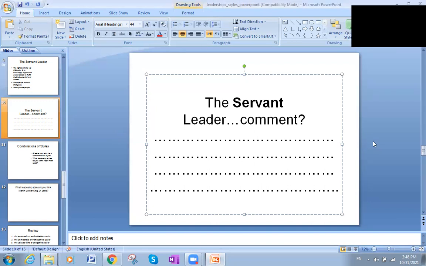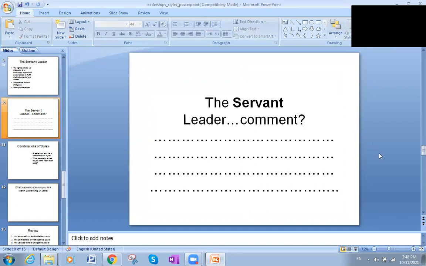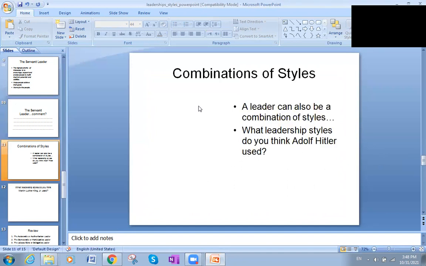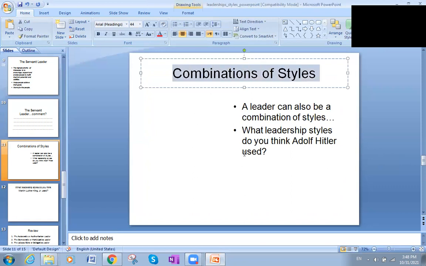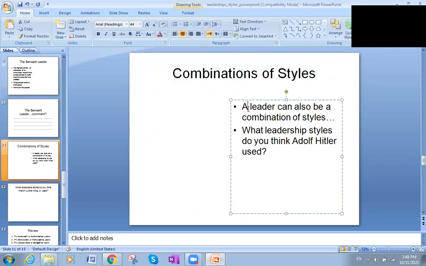So we are back now, and we'll go to the next slide. A leader can also be a combination of the styles which we talked about before. He might be more than one of these types.